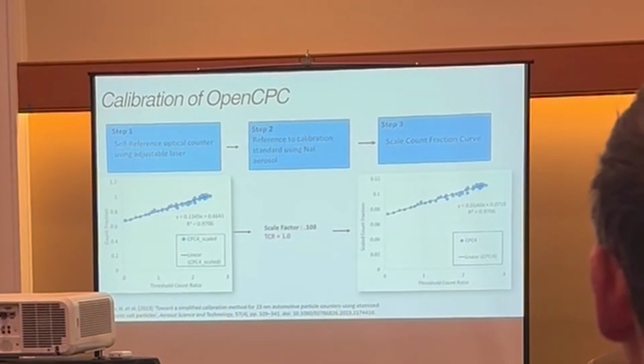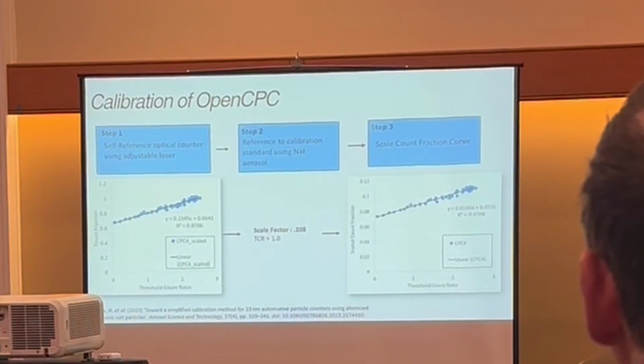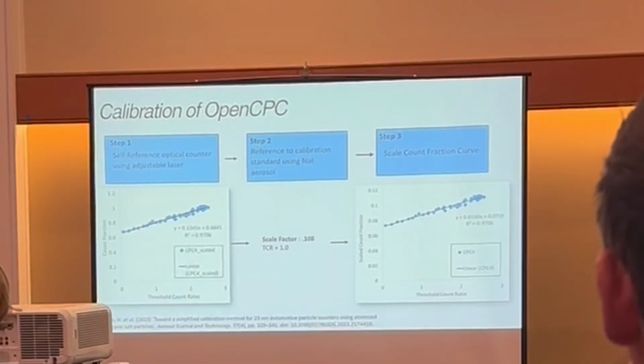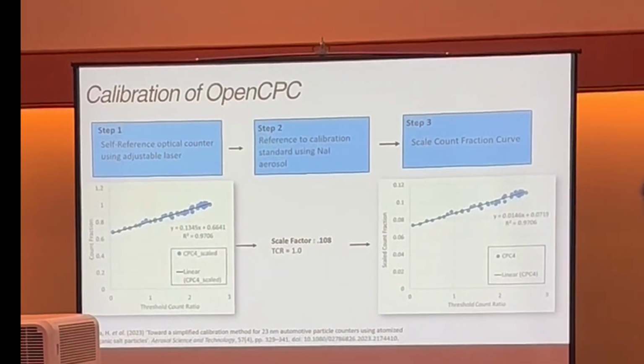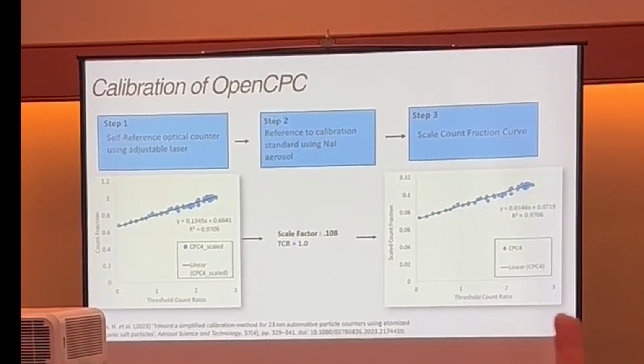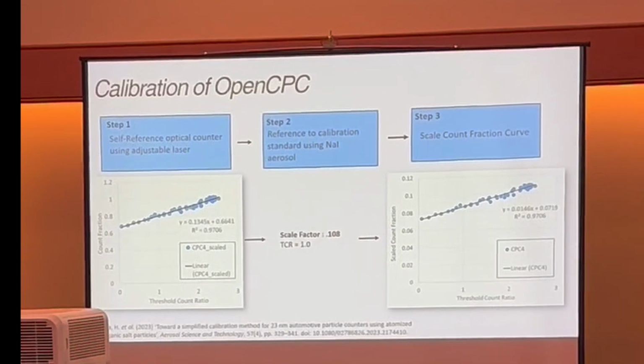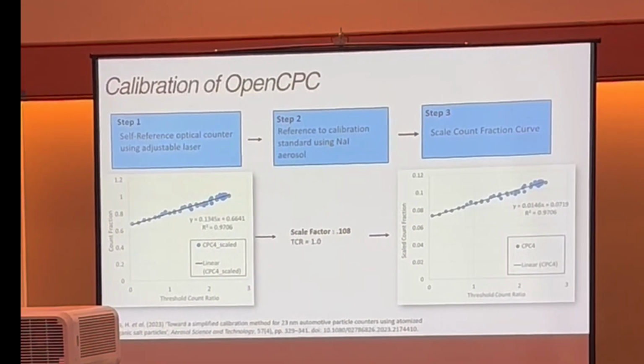Well, first we self-calibrate to itself, because it can count, and we can change that laser power up and down, and it can start to calibrate to itself. How many is it counting at a high count threshold? So in this example, we're nearly at unity at a ratio of about 2.2, and as I lower that laser power, it starts counting less. But that's just a relative measure.